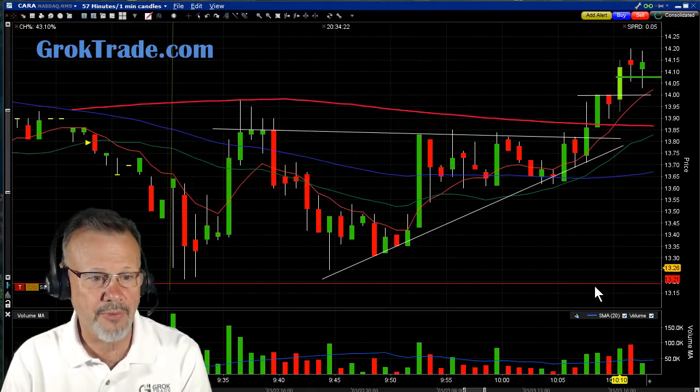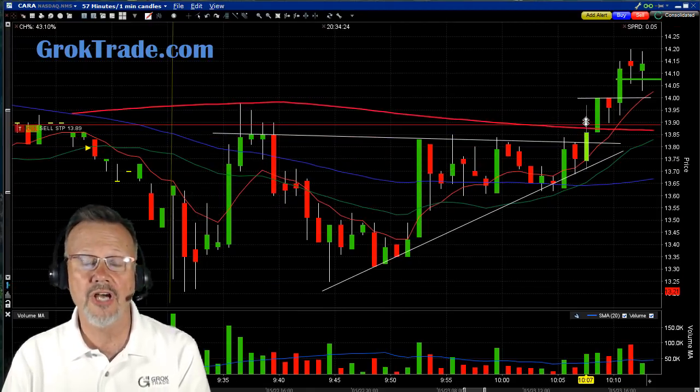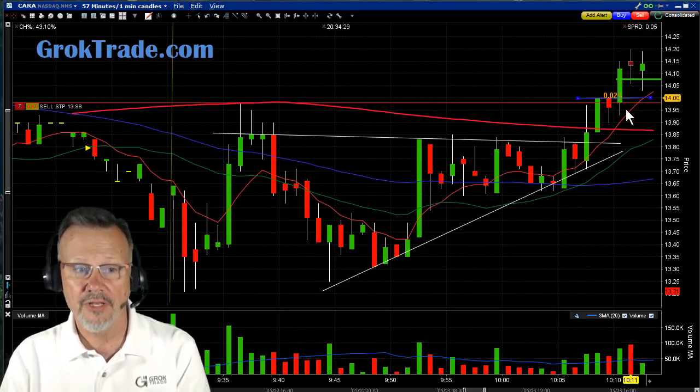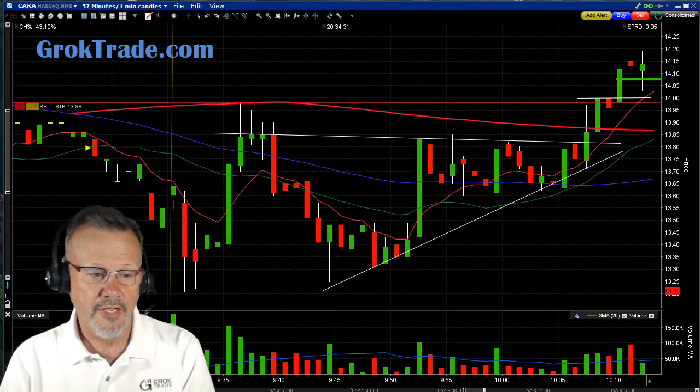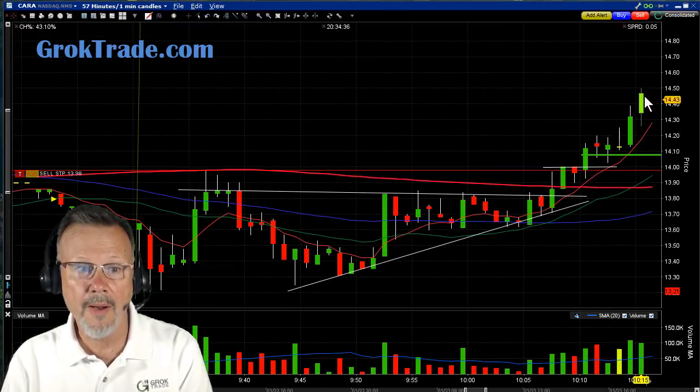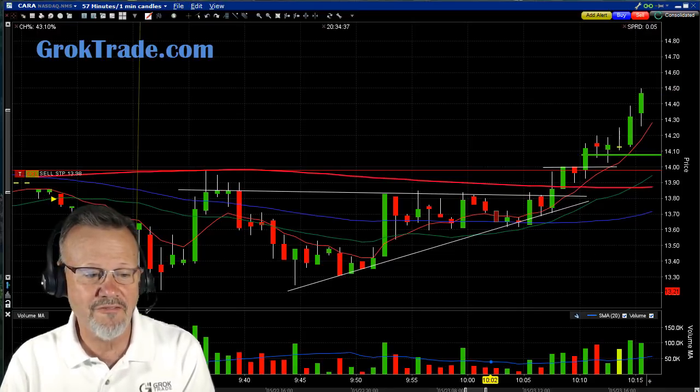So let's set a stop here. This line is going to represent our stop, and we're going to move it up here just under the $14 line. Let that be the support area there. And let's see what goes on now. Look at that. It based here for a while, and then boom, took off, hit 14.50.